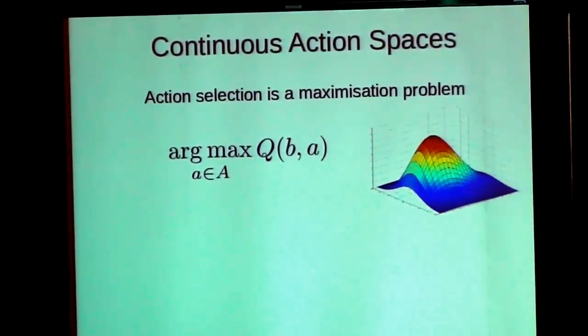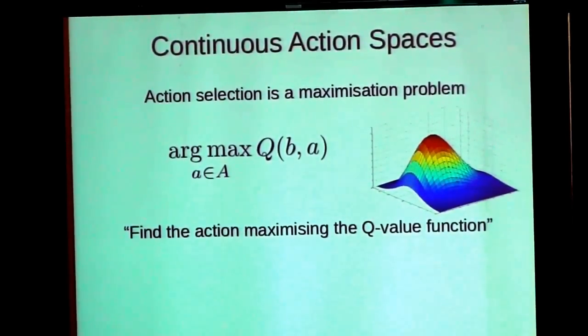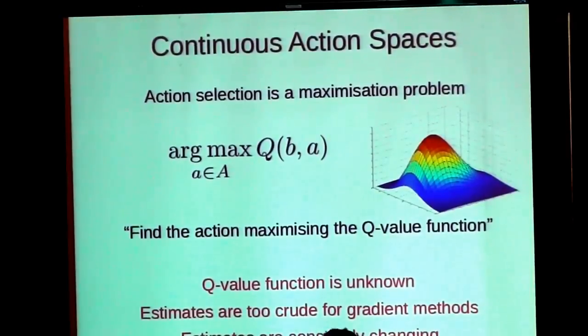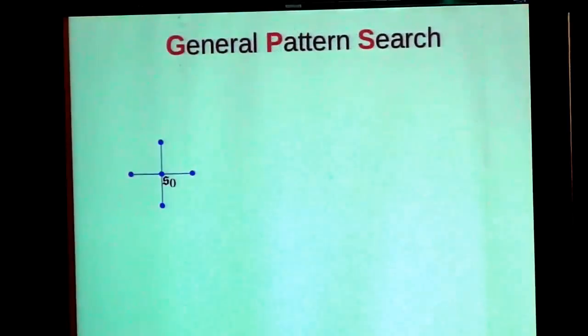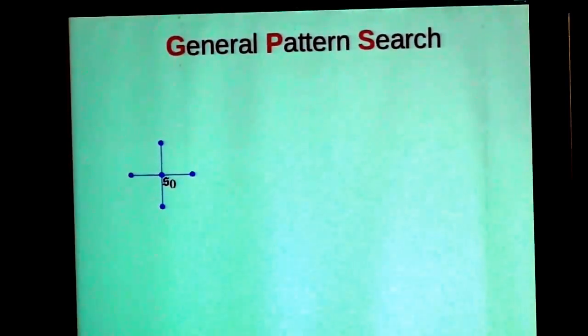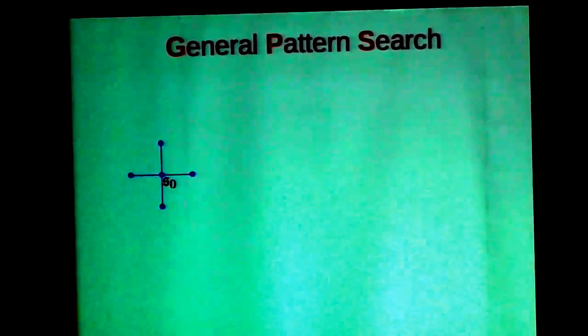At its core, action selection is a maximization problem. We try to find the action that maximizes the so-called Q-value function. The catch is, however, the Q-value function is unknown. The estimates we have for it are far too crude for gradient descent methods, and the estimates are also constantly changing. To solve this, we use a class of derivative-free optimization methods called general pattern search.